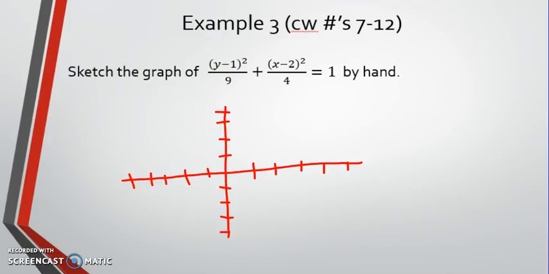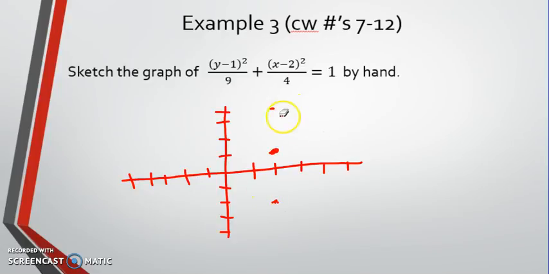Don't forget to change the signs. So positive 2, positive 1, that's the center of my ellipse. Now notice that in the y direction, the square root of 9 is 3. So in the y direction, my ellipse seems to be going up and down 3 units. So up 3 and down 3 from the center.